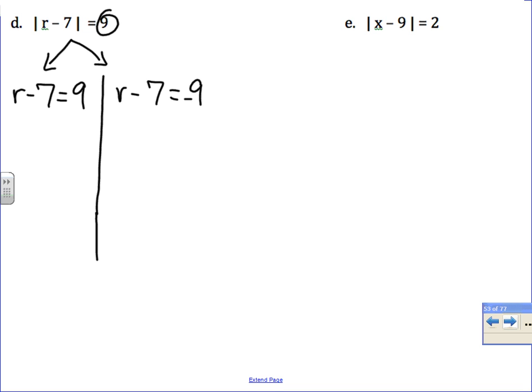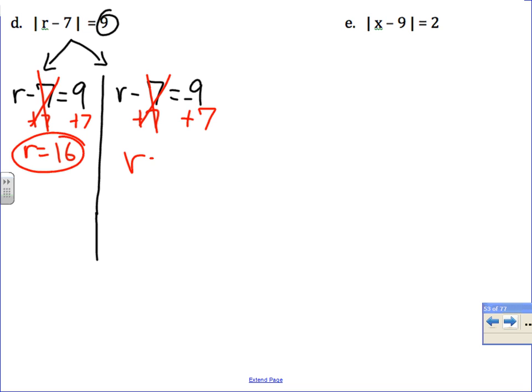So let's solve one at a time, and then we'll go back and check our answer to make sure this works. So add 7 to both sides in the first one to get r by itself. So in the first one, we end up with 9 plus 7, which is 16. So I'm going to circle that because r is 16. Second one, also add 7 to both sides to get r by itself. Negative 9 plus 7 is negative 2. So our two answers are 16 and negative 2.